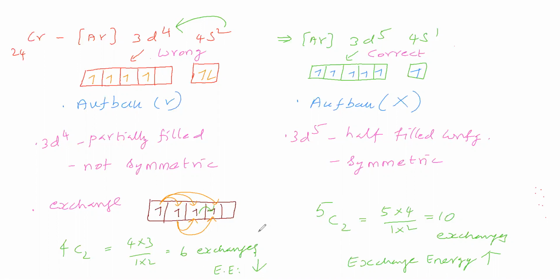Which electrons will go for exchange? Exchange is possible only in degenerate orbitals, and only parallel spin electrons will go for exchange. So we have said which electrons go for exchange.